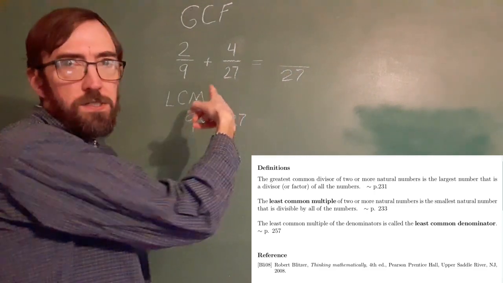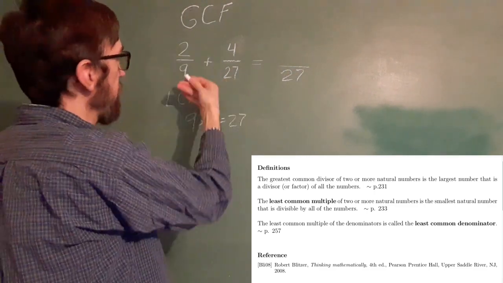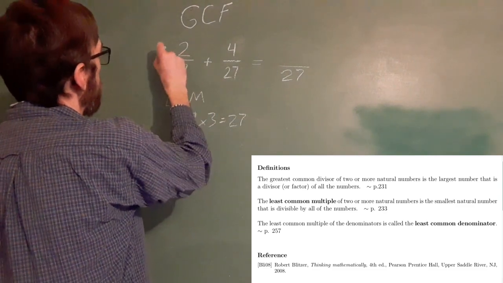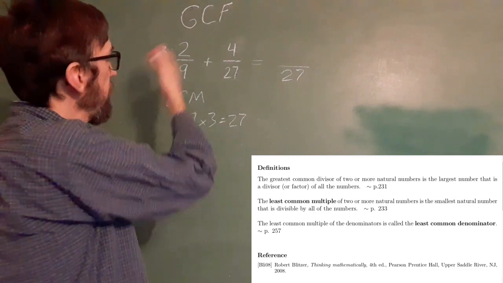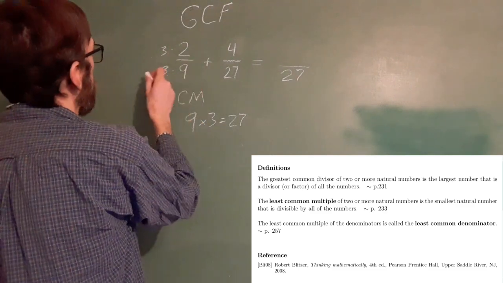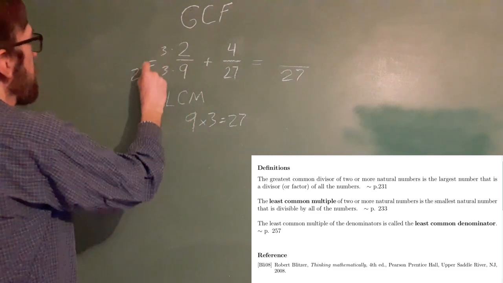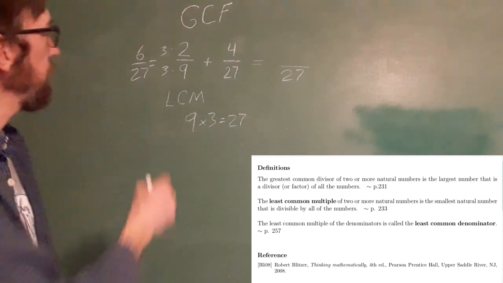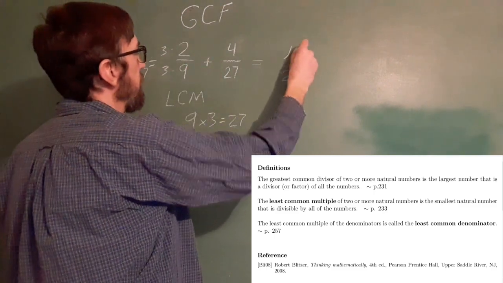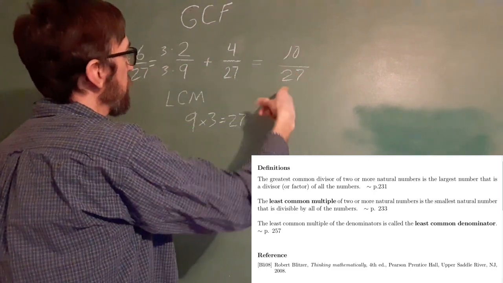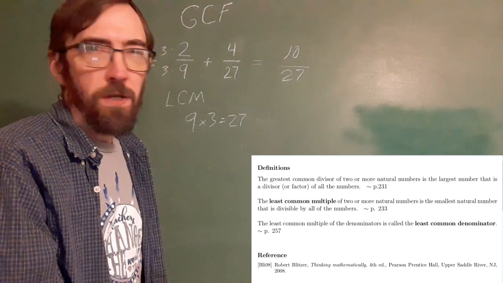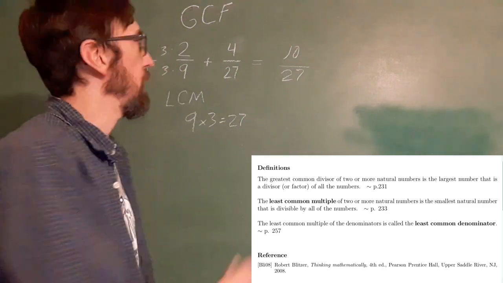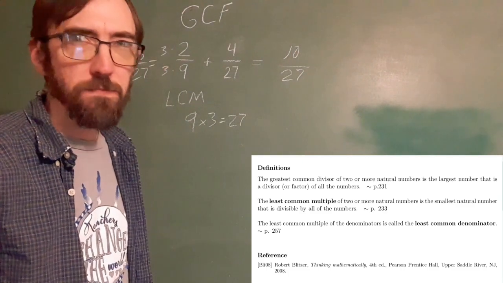I won't have to adjust this fraction at all to be able to add them, and I would simply use a factor of 3 here to convert this to be 6 over 27. And then I can add the 6 and the 4 to get 10 27ths. And I know since this is the least common multiple, there's no factor in common here that I would reduce by. So this is my final answer.